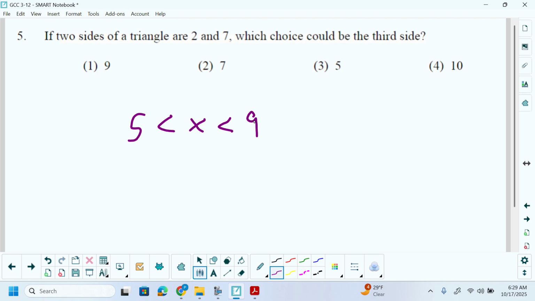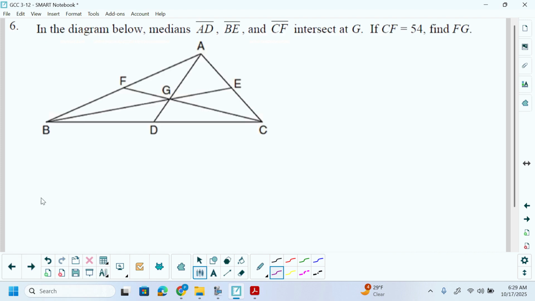Now notice these are not equal to's. So you got to be bigger than 5, but less than 9. So the only one here that is bigger than 5 but less than 9 would be the 7. I'll give you a minute to read through 6.